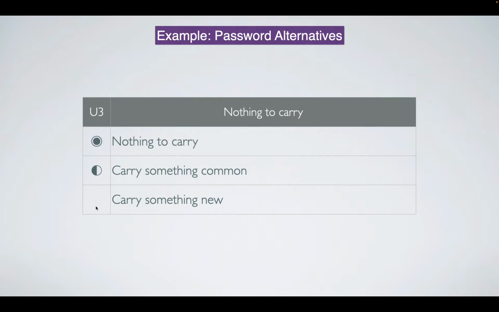But I might distinguish here between, like, is it something new that I wouldn't normally be carrying around, like a token? Or is it something that I'm carrying around anyways, like my phone? Okay, so I might decide if I have to carry something that I'm usually carrying around, like my phone, it's still not as good as not carrying anything, so I'll give it a half dot. Yeah, but again, you may come up with different versions of what a half dot is for you.